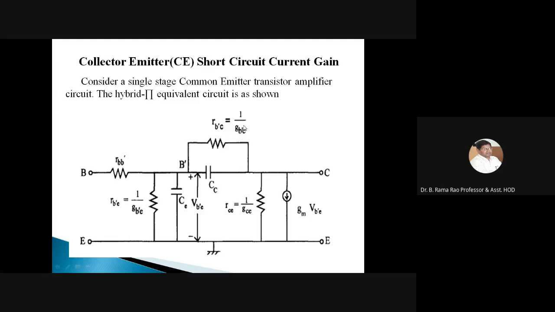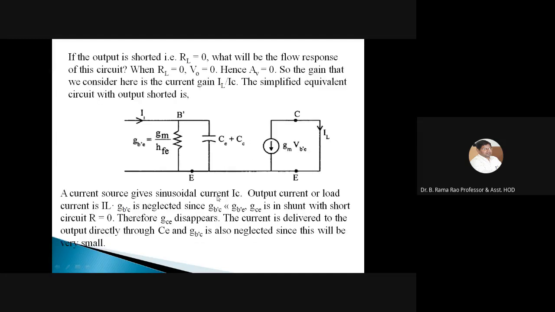To obtain the frequency response of a transistor amplifier, consider the hybrid pi model. From this figure, the approximate equivalent circuit can be obtained by using Miller's theorem, to calculate the short circuit current gain. So we can redraw this circuit after eliminating RL and RC, with RB'C open circuited. We can redraw this circuit like this.